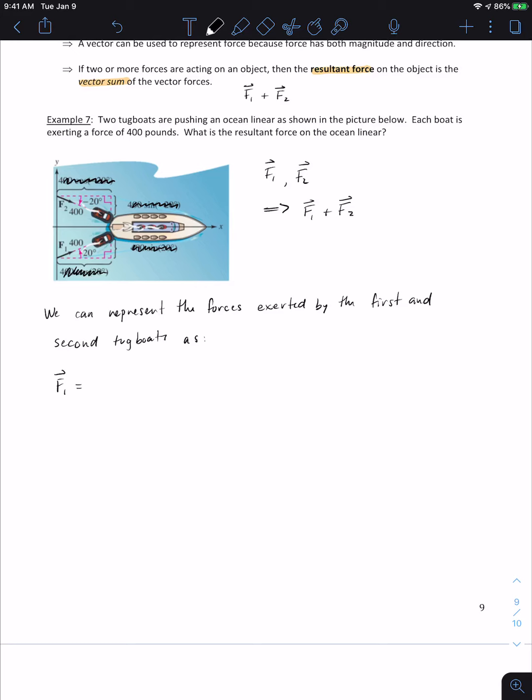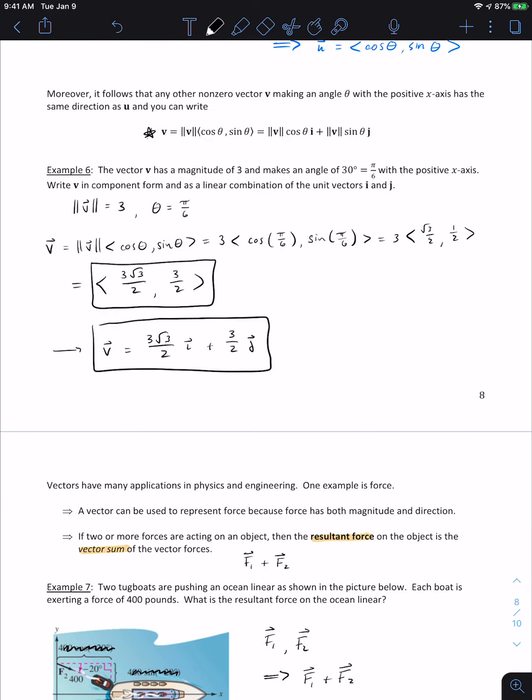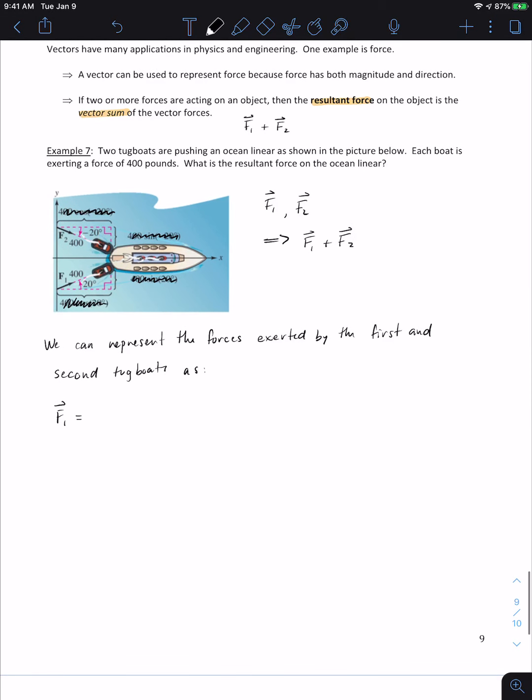Well, I need to write it in vector form because it's a vector. I know its magnitude because its magnitude is 400, because that is what the force is exerting, and I know its angle. Actually, we're looking at force 1, so I know its magnitude and I know its angle, so I'm going to use the formula that we looked at that's starred right there. All right, so this one's going to look like the magnitude of the force times <cosine of theta, sine of theta>.